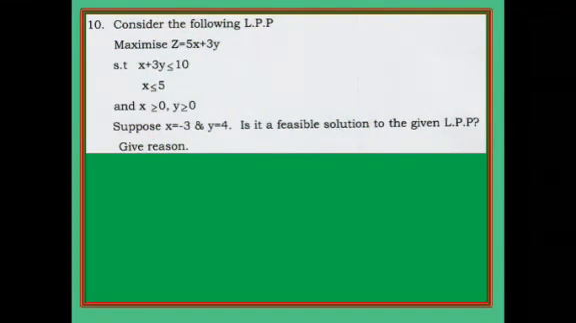One more question. Consider the following LPP. Maximize z equal to 5x plus 3y, subjected to x plus 3y less than or equal to 10, x less than or equal to 5, and x greater than or equal to 0, y greater than or equal to 0 as the non-negativity restrictions. The real question is here. Suppose x equal to minus 3 and y is equal to 4. Is it a feasible solution to the given LPP? Give reason.